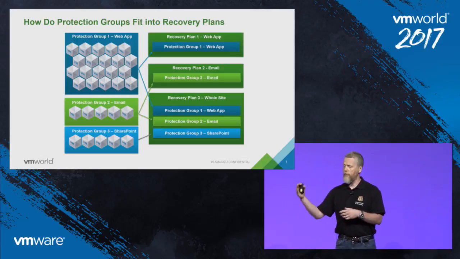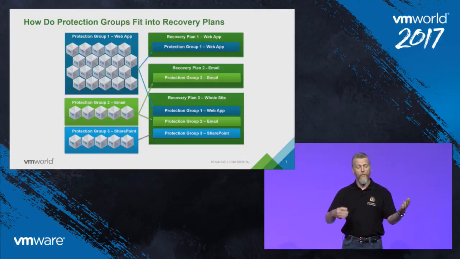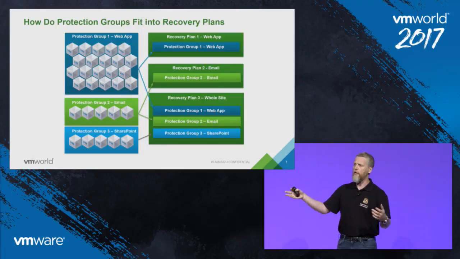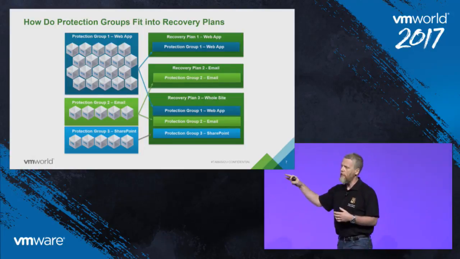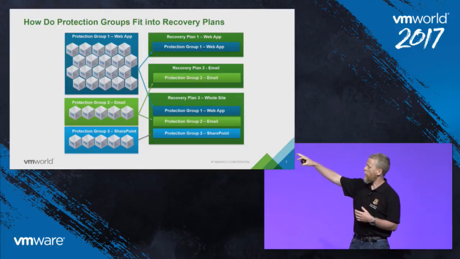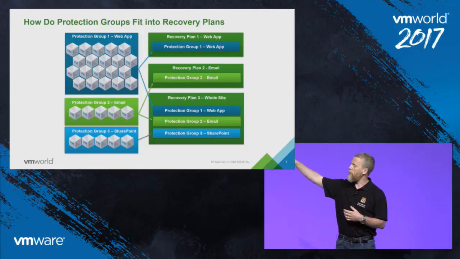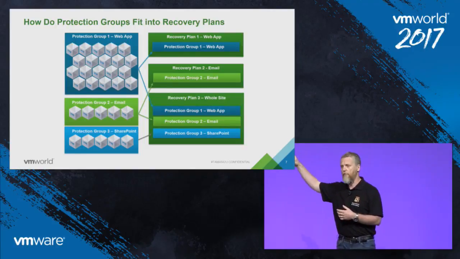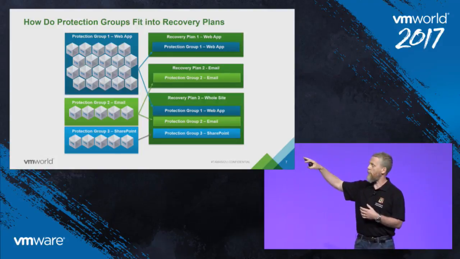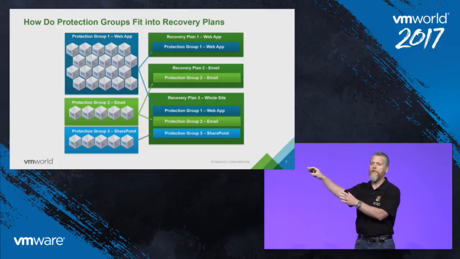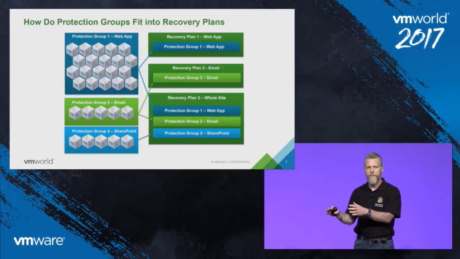Now the thing is that protection groups can belong to one or more recovery plans. So you have some flexibility there. This is what allows you to create customized recovery plans where, in my example up here, we can recover our web application by itself and our email application by itself, and then we can also recover our entire site altogether.